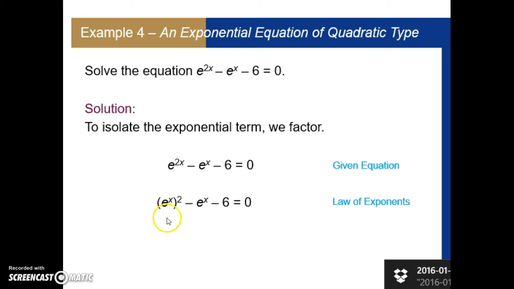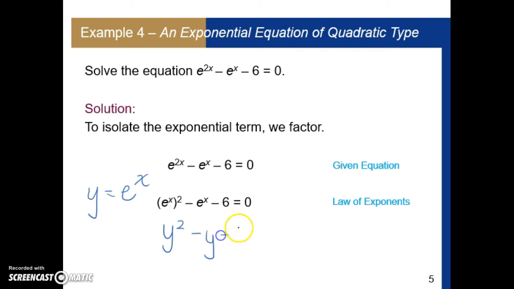We can use that technique of saying, listen, y equals e to the x. And we could completely rewrite this. As a matter of fact, why don't we do that? Let's completely rewrite this using y. So I'm going to come out here and I'm going to say y equals e to the x. So I'm going to solve y squared minus y minus 6 equals 0.